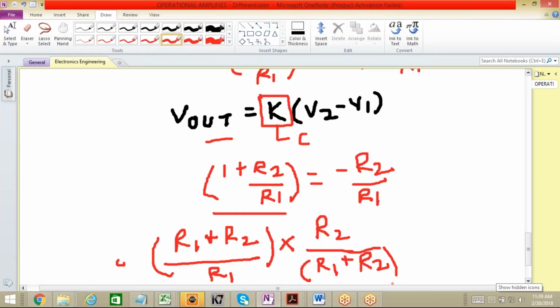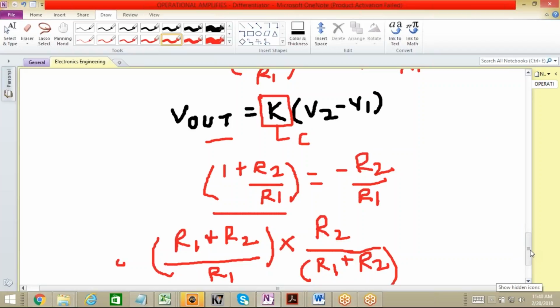In that case, R1 plus R2 will be cancelled and the output will be R2 upon R1, which is equal to this minus R2 upon R1 in terms of magnitude. So this means that instead of applying the voltage source directly over this V2, we have to apply this voltage source through some voltage divider circuit.